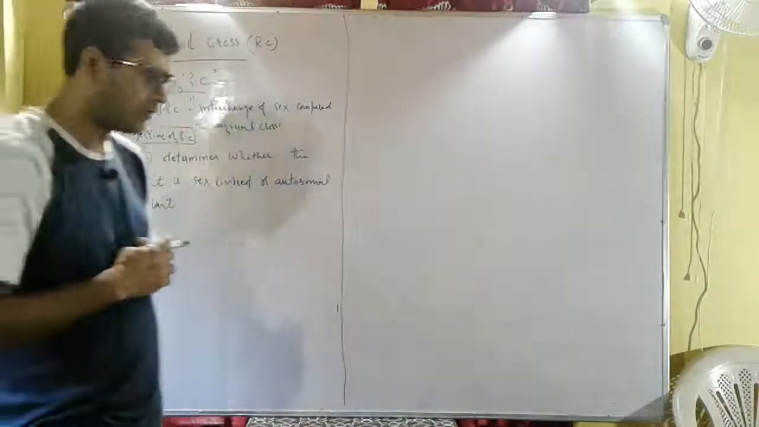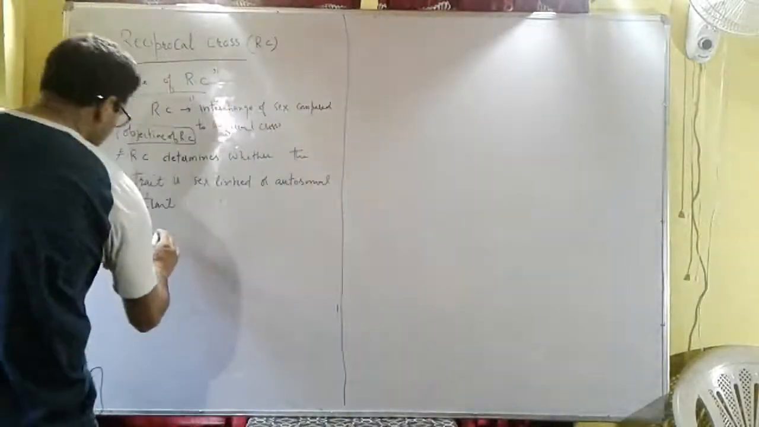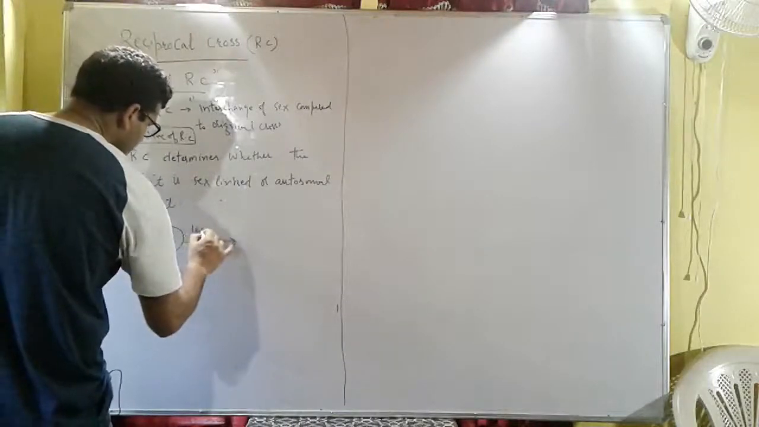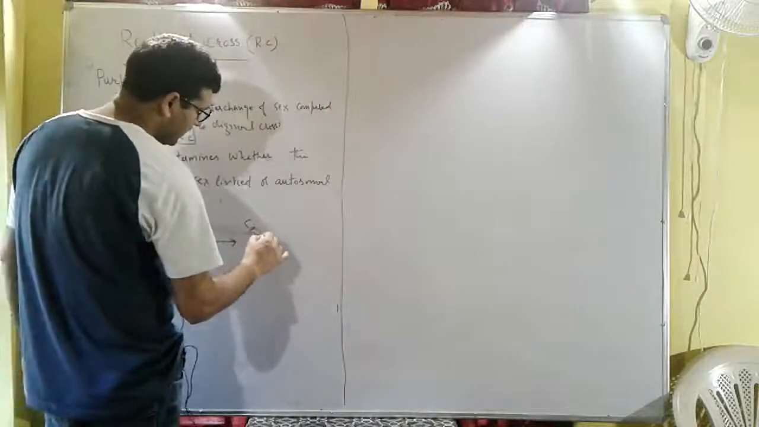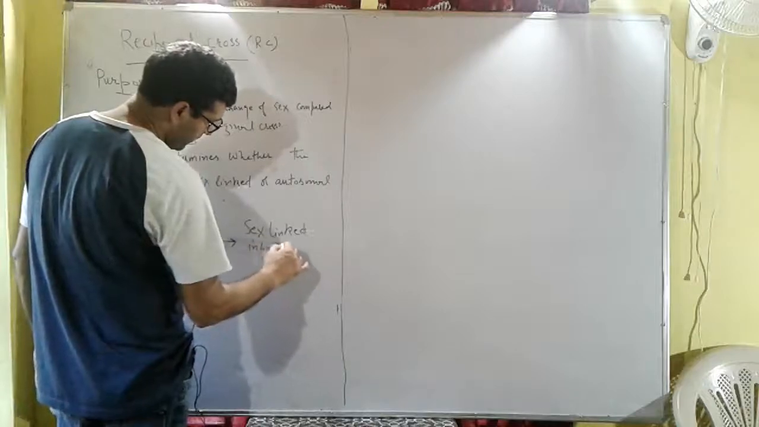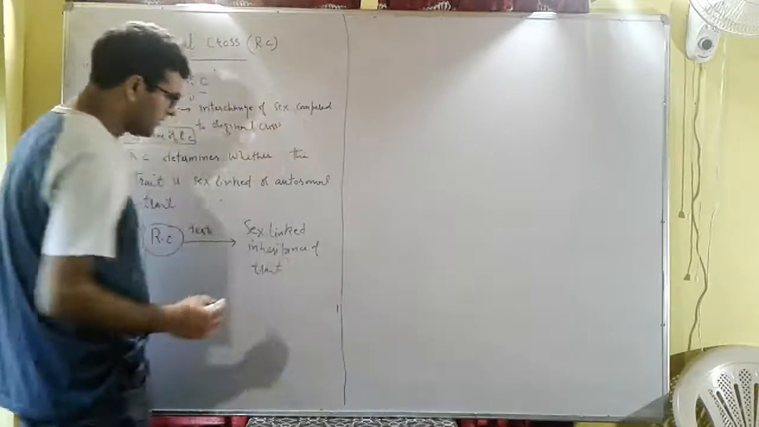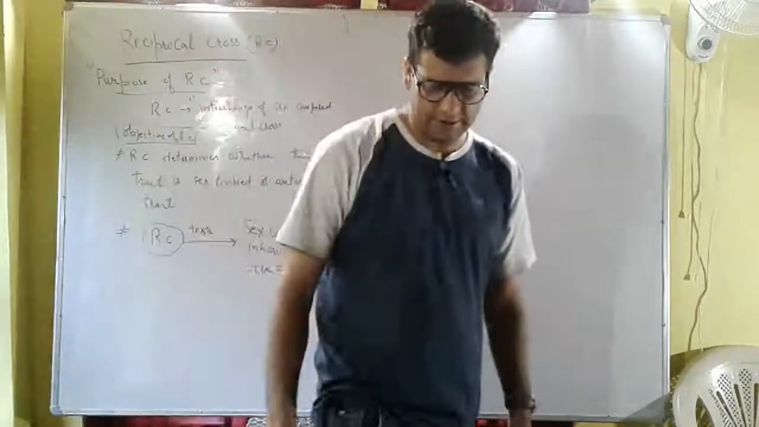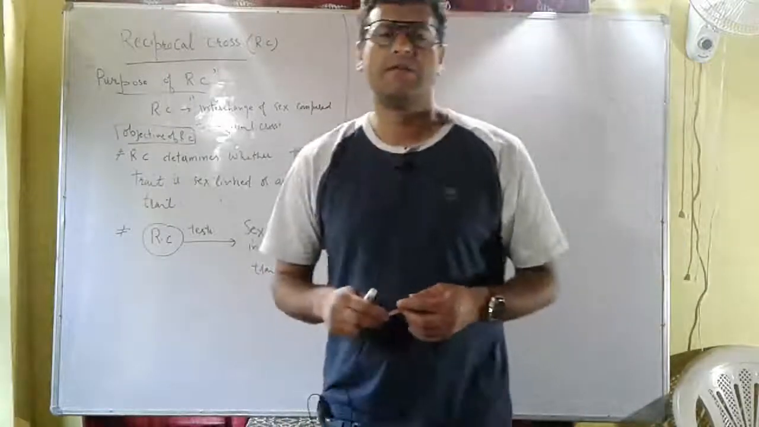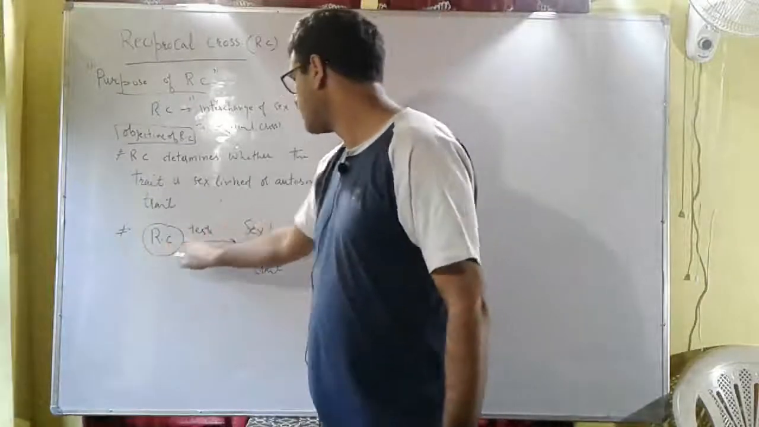Actually, this reciprocal cross tests the sex linked inheritance of the trait. It reveals whether the trait is located on a sex chromosome or an autosome. What does it mean? It means that the reciprocal cross tests sex linked inheritance.